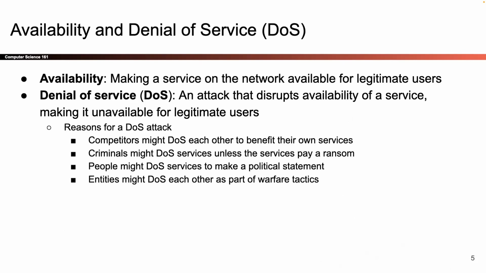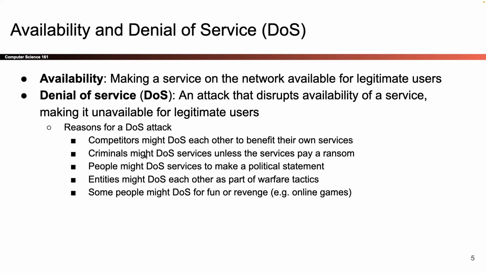Okay, so this is one of those properties that we've mentioned a couple of times, but we haven't really dived into. It's the property of availability, which is if I have a service that I want users to be able to access, I would like them to be able to access it. And the denial of service attack attacks availability by trying to make this website or this service unavailable for the people who really want to use it. And there are tons of reasons why you might want to do this.